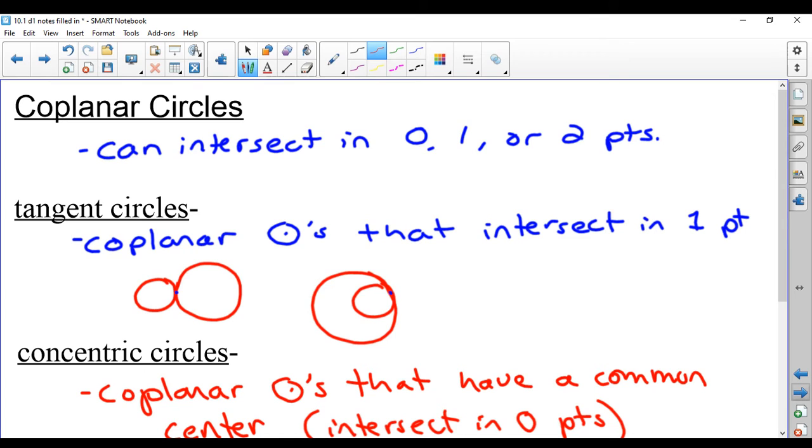And you can see there's two different ways that those circles can be tangent to each other. In the first picture, they are external to each other. In the second picture, one is internal to the other. But in both cases, they're only touching at a single point.